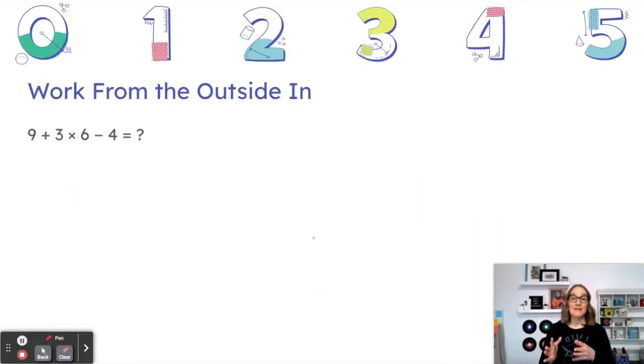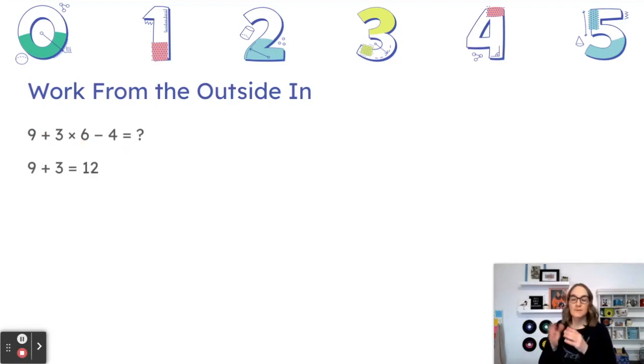When we look at this big equation, 9 plus 3 times 6 minus 4, it kind of looks like there are two pairs of expressions that are multiplied together. So I wondered, what if we simplify those two expressions and then multiply the results of that together? So it would work a little bit like this. 9 plus 3 is one expression. We can simplify that and then multiply it by this simplified version of 6 minus 4. Let's see how that works out.